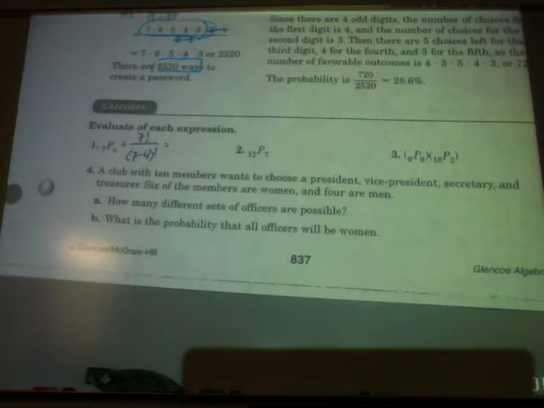And share with the person next to you what you got. Use your calculator and multiply that. What did you get? Did you get it yet?